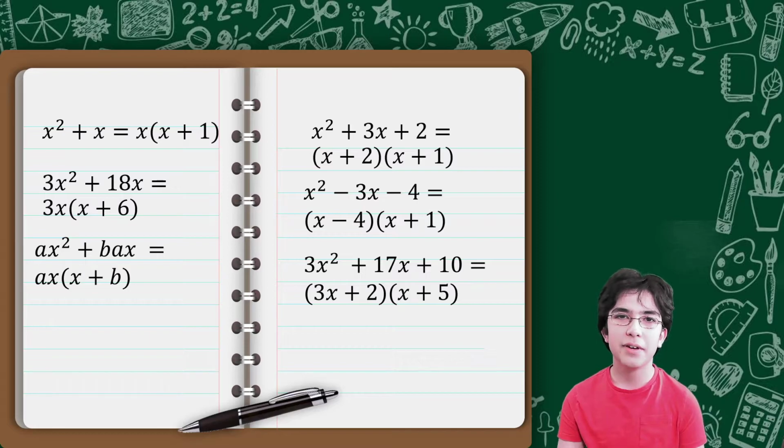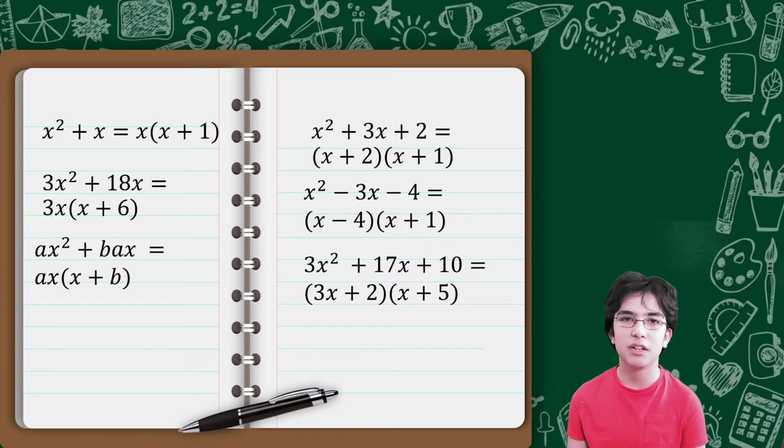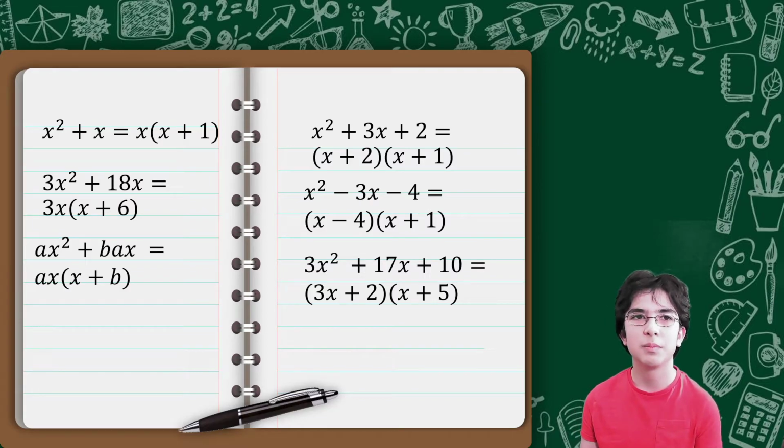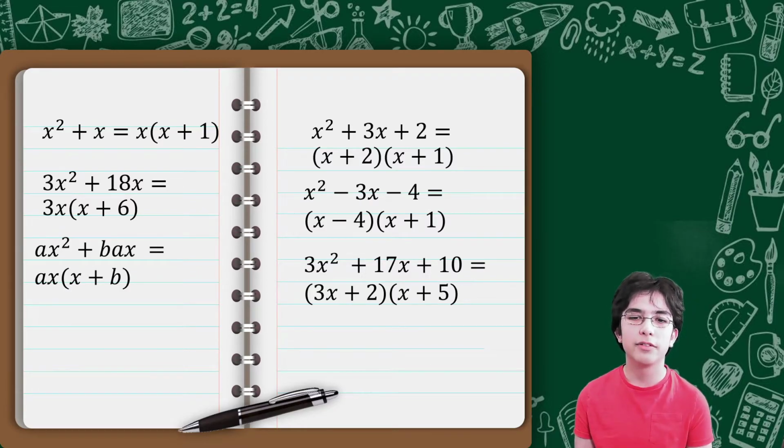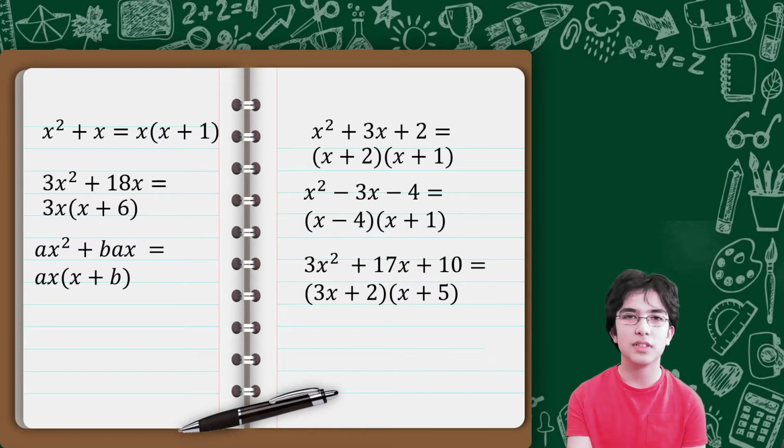Then we need to take factors of the second number, which can be multiplied by each of the first numbers. So you need one factor to be multiplied by 3, and one factor to be multiplied by 1. So here we have 3x plus 2 multiplied by x plus 5. 5 multiplied by 3 is 15, plus 2 multiplied by 1 is 2, so 15 plus 2 is 17.